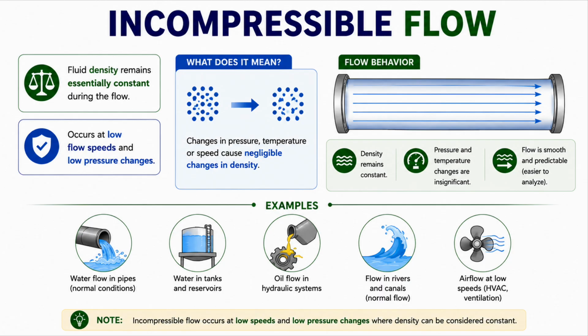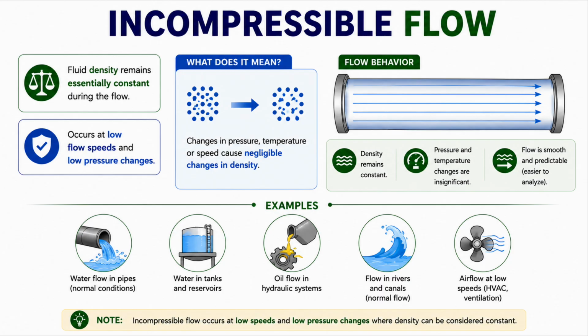Incompressible flow occurs when fluid density remains nearly constant during motion. Even if pressure, temperature, or velocity changes, the density variation is negligible. Observe the flow inside the pipe. Unlike compressible flow, the density here can be assumed constant throughout the flow field. This type of flow usually occurs at low speeds and low pressure variations.